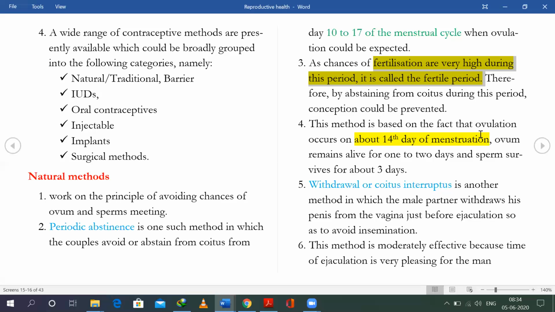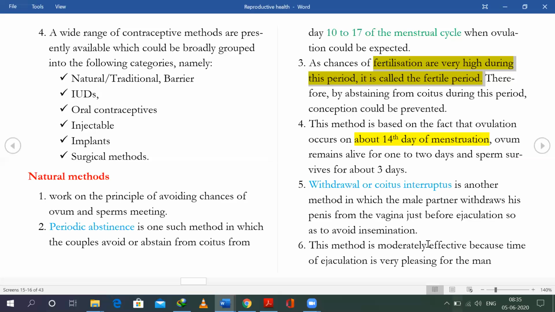And the next one that we have is withdrawal or coitus interruptus. The name is indicating it here: the coitus, the sex, is being interrupted. This is one more method in which the male partner withdraws his penis from the vagina just before the ejaculation. During the sexual act, towards the end of the act, there will be ejaculation of semen into the female genital tract, and that has to be avoided.